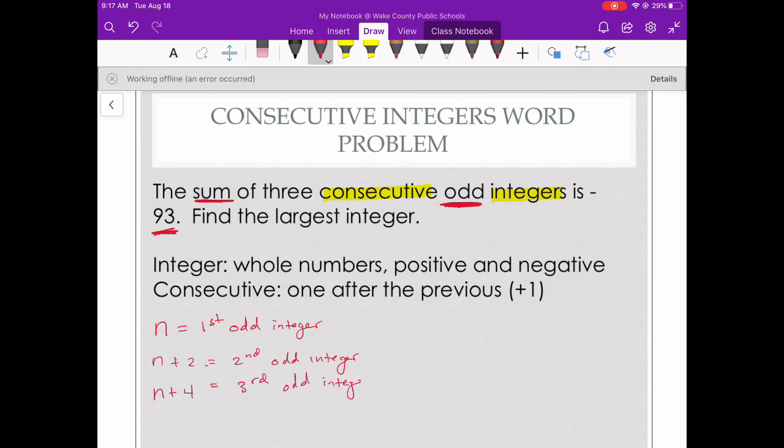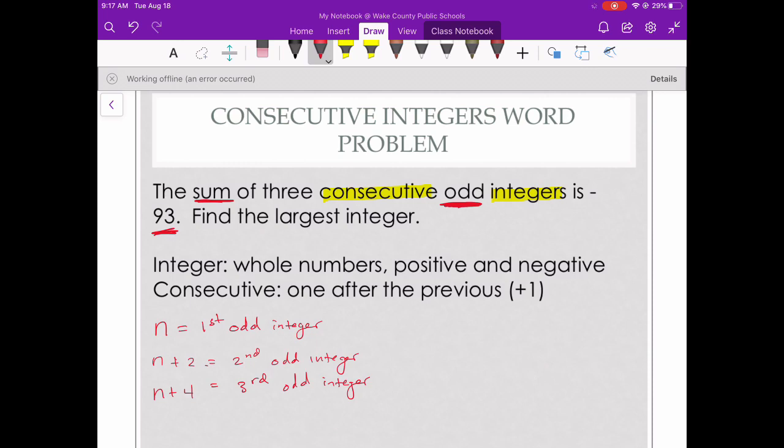So hopefully you're understanding what's going on there with consecutive, but also consecutive and odd. If it was just consecutive integers, I'd have just been adding 1, adding 2, adding 3, adding 4, just going down the line. But we're talking about consecutive odd integers, so I had to skip over. That's why I'm adding 2, adding 4, and if I kept going, 6, 8, 10 down the line.